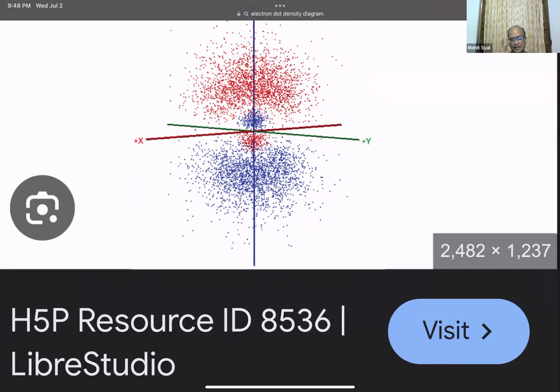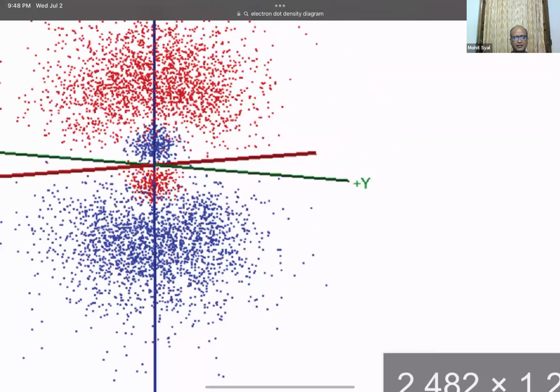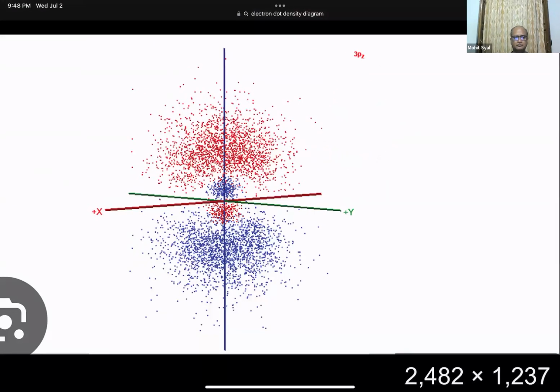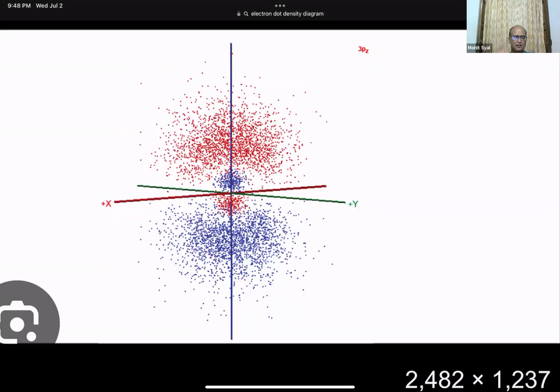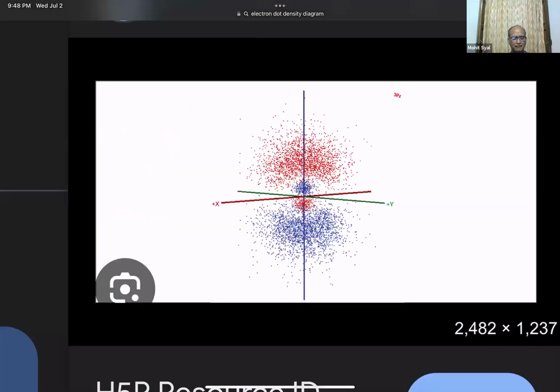What are the blue and red colors? This is the wave changing sign. Somewhere the wave, psi, has a positive value, then it has a negative value. If the positive value is represented by blue color, the negative value is represented by red color. In between, you can see a gap between the two colors. That is a node.